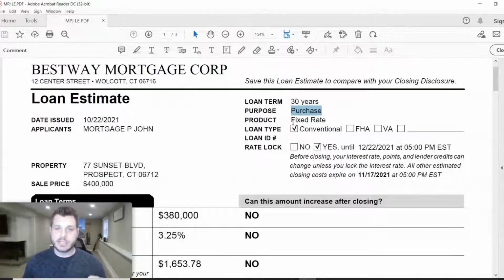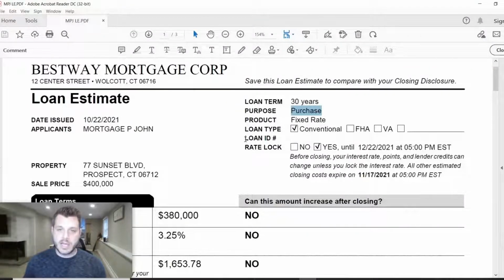Your product, this is a fixed rate. So this is where you would see and make sure that this is going to be a fixed rate versus a variable rate. It also will have your loan type right here. Conventional, FHA, VA. If it's a different type, if it's a USDA or a CHFA, this box will be checked off and we'll have those details right here. But in this circumstance, I checked off conventional.